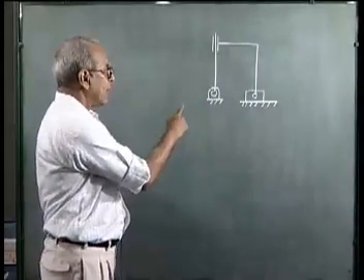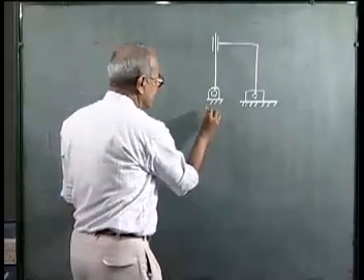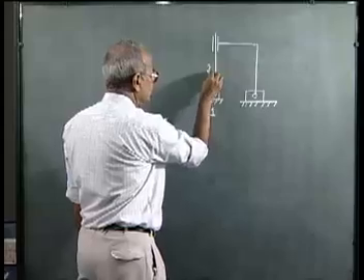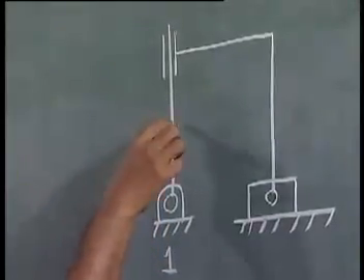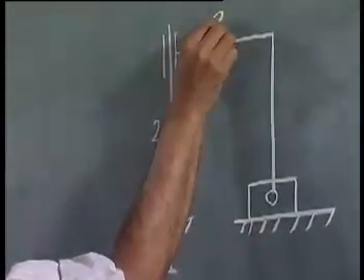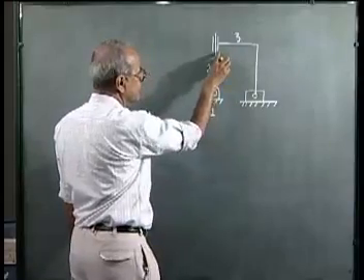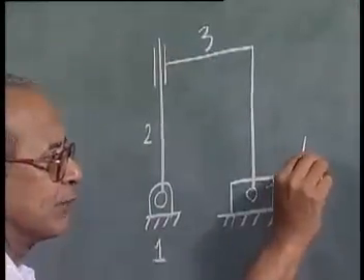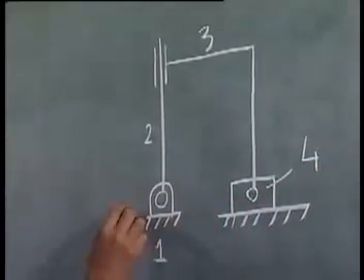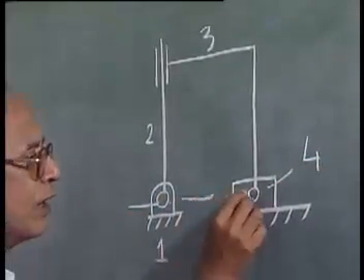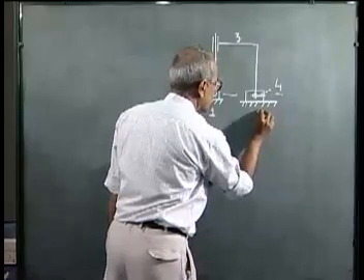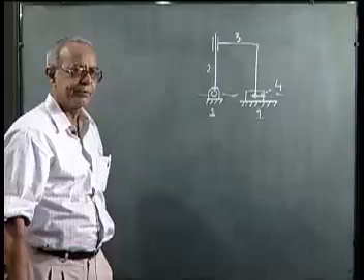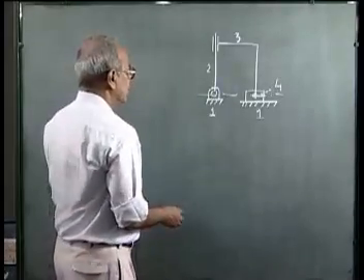This is an RP-RP mechanism. Link number 1 is connected to link number 2 through a revolute pair. Link number 2 is connected to link number 3 through a prismatic pair. Link number 3 is connected to the slider, which is link number 4, through a revolute pair. And link number 1 and 4 are connected by a prismatic pair. The problem is as follows.